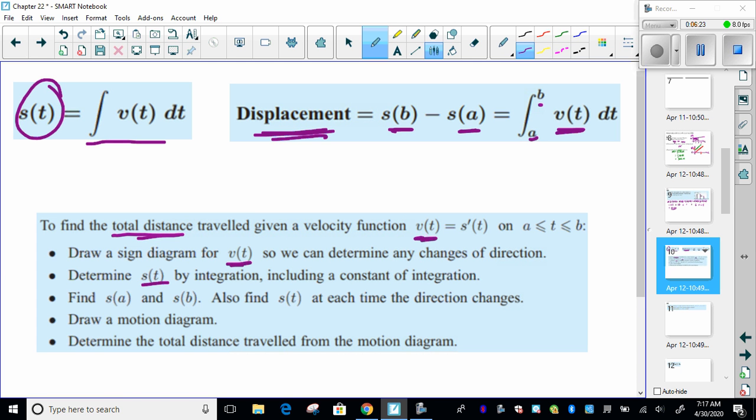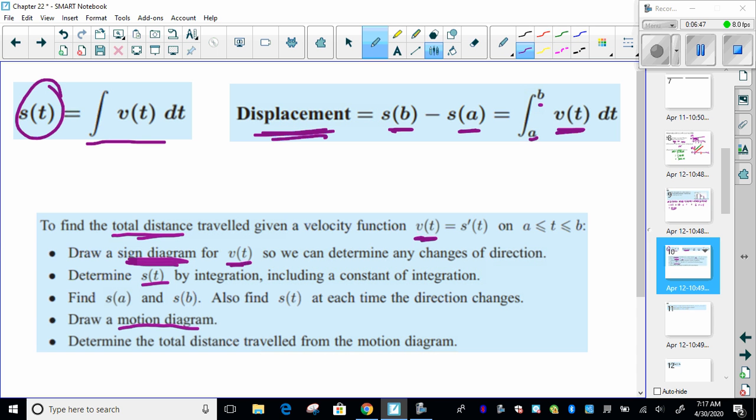So you're going to then integrate v of t. Don't forget to include the constant of integration. And within there, you're going to be using s of a and s of b. Those are the starting points. And then you're going to find s of t, wherever that sign diagram changed its negativity, because we'll have to do each of those individual pieces separately. We are also going to draw a motion diagram.